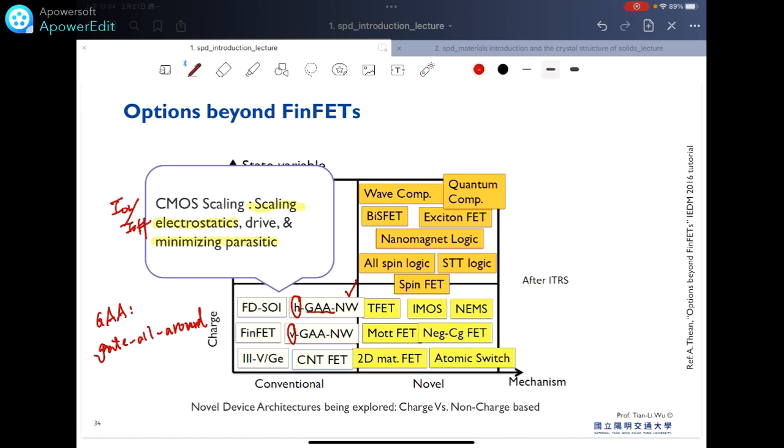And also, these are already very popular for a while. This is CNT, which we usually consider as a carbon nanotube. The carbon nanotube has been on the table for decades, and it has some very attractive characteristics. But when we consider the production level, there are still many things that need to be worked on at the CNT level. So this is the conventional CMOS scaling technology.